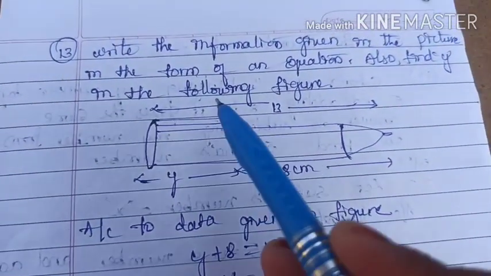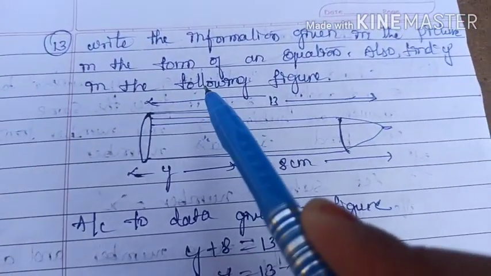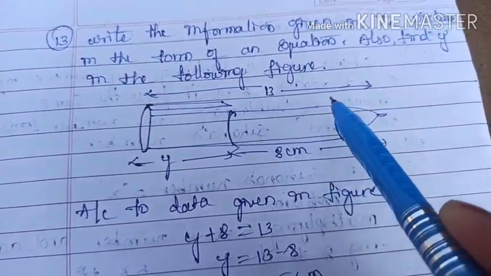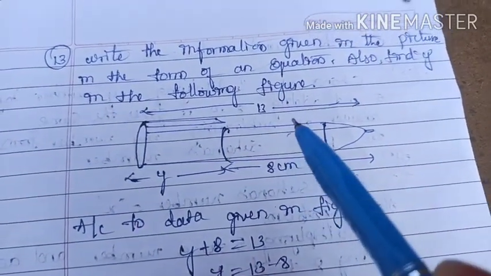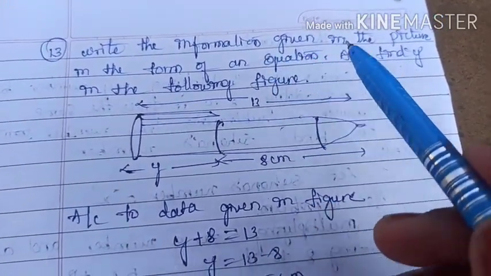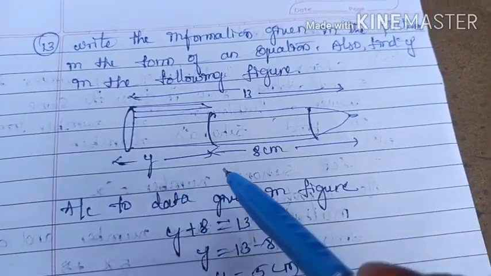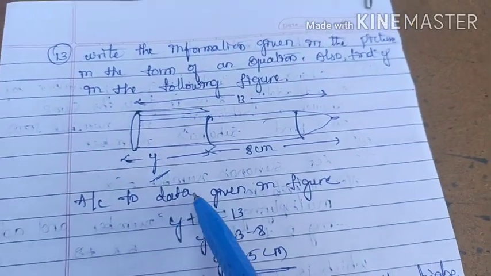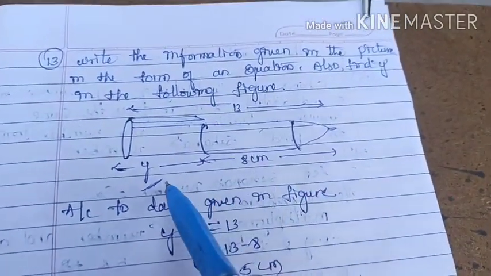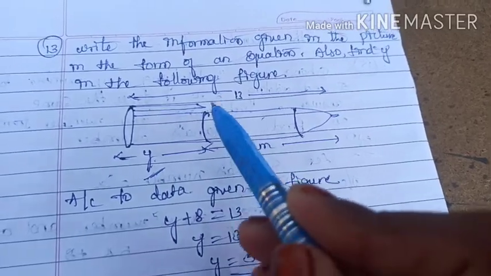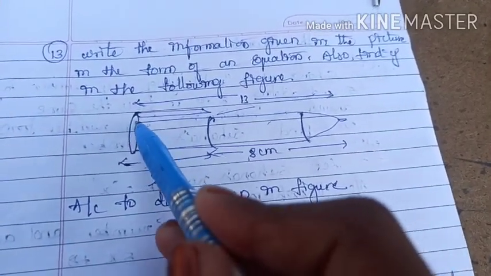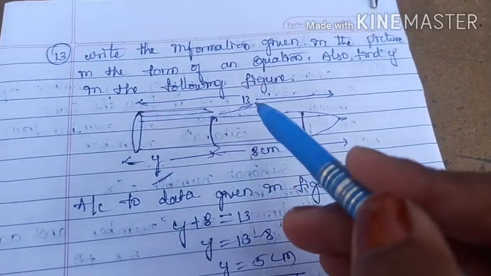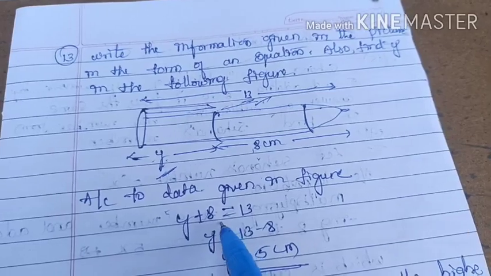Let us move on to the next problem. Write the information given in the picture in the form of an equation. Also find y in the following figure. Here is the given figure. From the information given in the question, we need to write an equation and also calculate the value of y. According to the data given in the figure, the sum of y plus 8 is equal to 13, because the length of this figure is equal to 13 and the sum of these 2 is equal to 13. So y plus 8 is equal to 13.